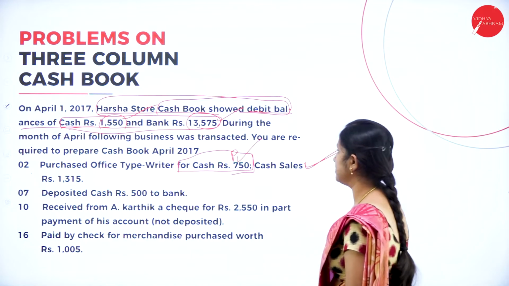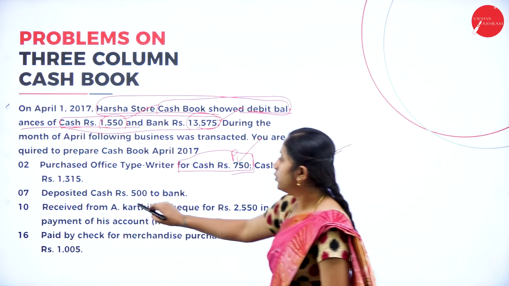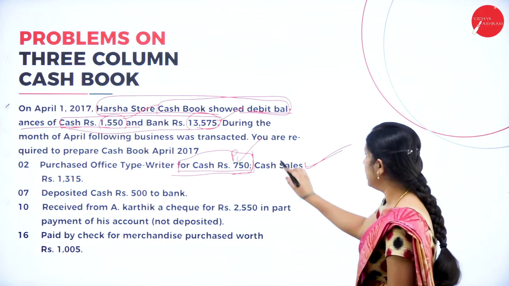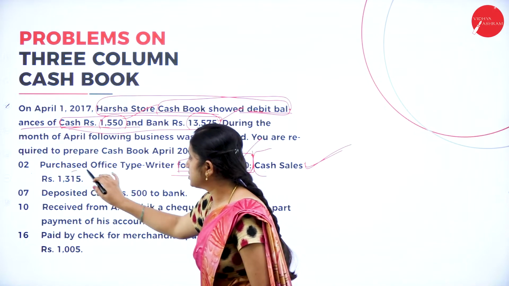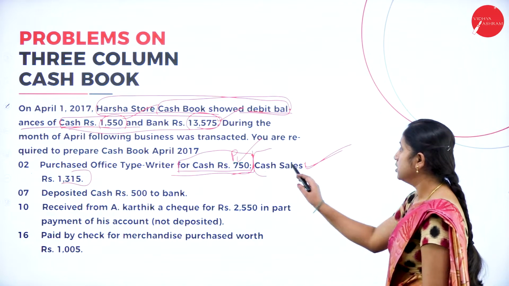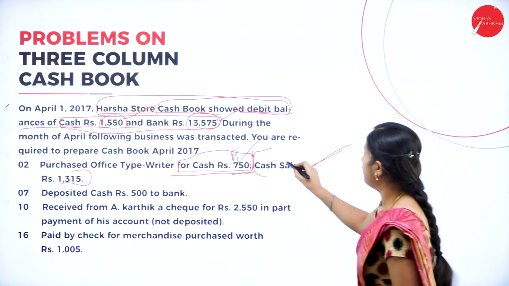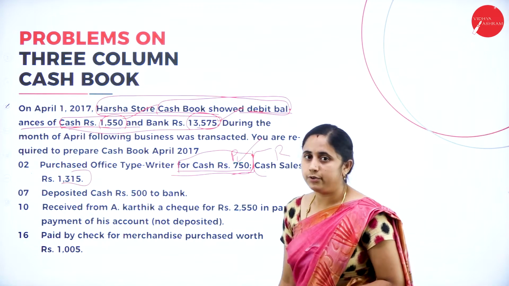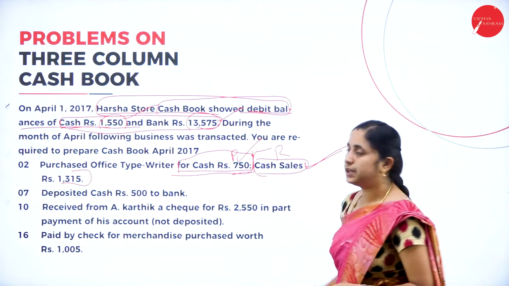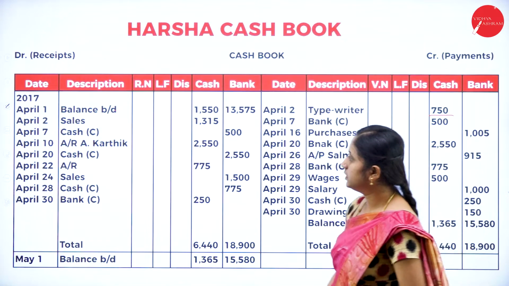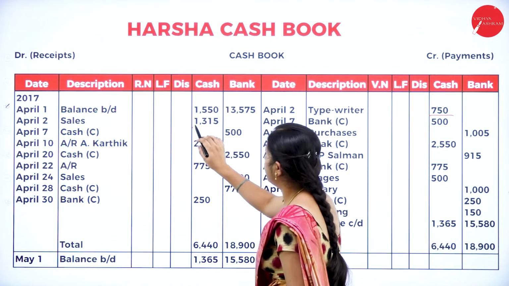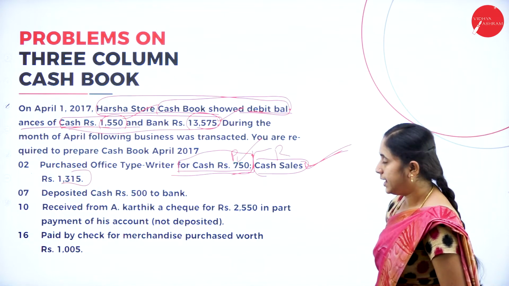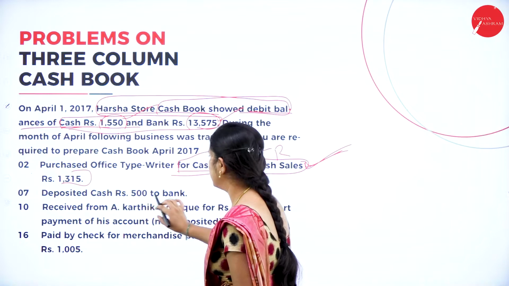We have recorded this and this. First was the purchase transaction. Again, on the same date you made cash sales of rupees 1,315. This is the receipt, so on the receipt side, that is the debit side, write sales 1,315. This is cash sales, so the amount should be written in the cash column. Here, sales in the cash column, 1,315.